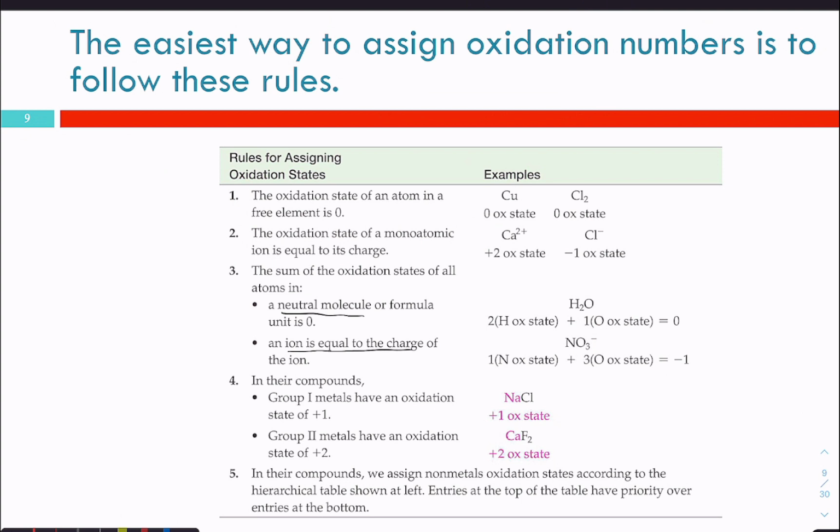For some compounds, though, they do have consistent oxidation states, just like charges. So our group 1 metals, right, group 1 is the first column on the periodic table, do have the same oxidation state as their charge. They're all +1. For group 2 metals, when they're in a compound, they have an oxidation state of +2.